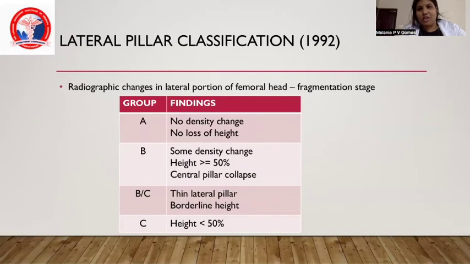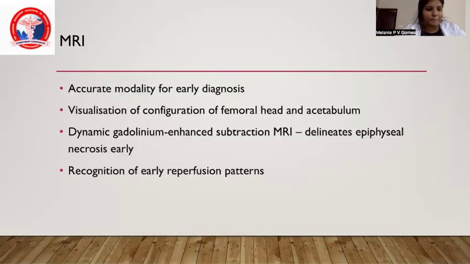Lateral pillar classification of 1992. It is based on the radiographic change in the lateral portion of the femoral head, that is, the fragmentation stage. We have 4 groups. Group A, where there's no density change, no loss of height. Group B, where there's some density change, height of more than or equal to 50%, central pillar collapse. Group B/C with thin lateral pillar, borderline height, and group C where the height is less than 50%.